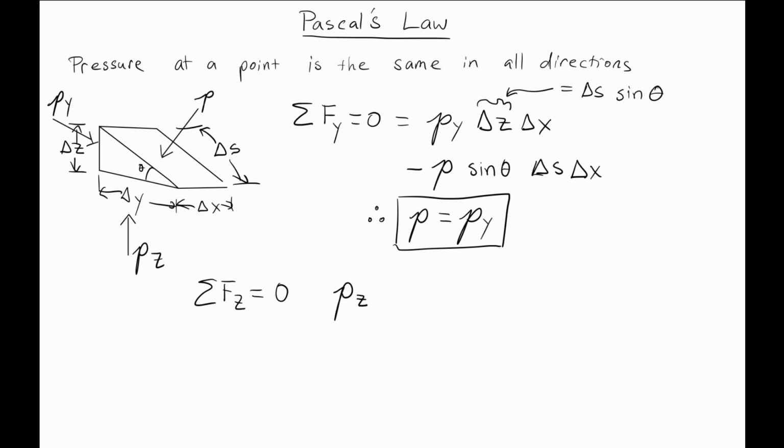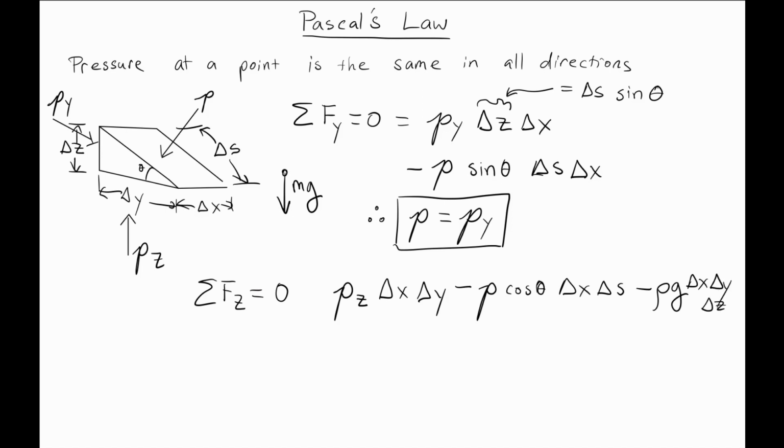In that case, P sub z times its area, which is delta x times delta y, should be balanced by the downward forces, which include the hypotenuse, so minus P times delta x times delta s acting at an angle that involves the cosine of theta. And then there's another term that involves the gravitational force of the wedge, if we're including that. So that's the density times the volume times g. So that's rho g times delta x, delta y, delta z divided by two, since it's a triangle.